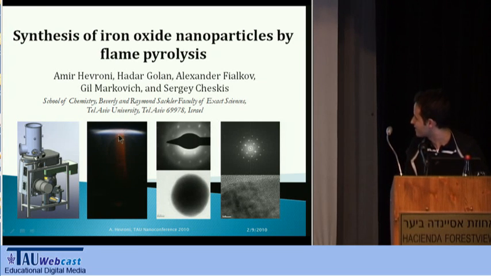And you can see, it's actually very hard to see in this slide right here, the little column of particles that forms right underneath. The result is highly crystalline nanoparticles of spherical morphology. You can see they're highly crystalline from the diffraction images.